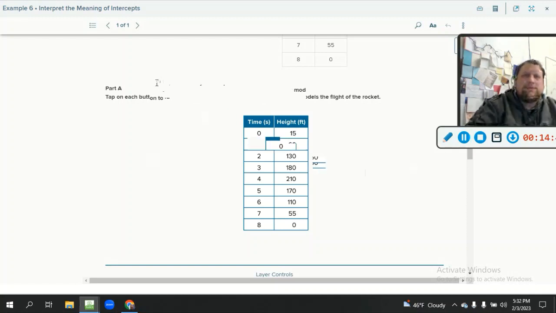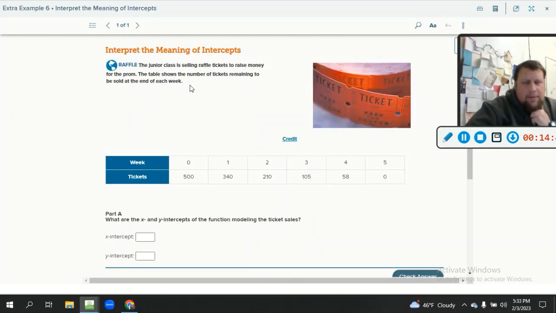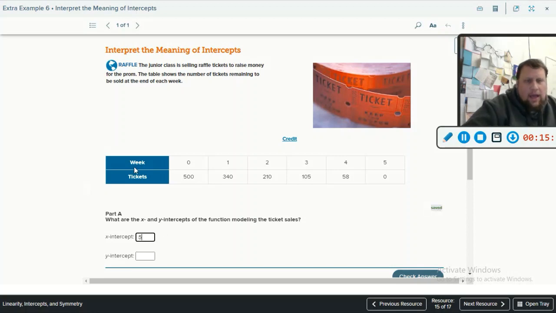All right, so raffle. The junior class is selling raffle tickets to raise money for the prom. The table shows the number of tickets remaining to be sold at the end of each week. Okay? So we see here at week 0, that's our starting point. They have 500 tickets, right? That's their start value. But we see down here where there's 0 tickets left, it took 5 weeks. So after 5 weeks, all 500 tickets are sold. So remember, an x-intercept is where y equals 0. So our x-intercept is actually right here at 5. And our y-intercept is right here. It's that start value, right, where x is 0 at 500. Boom.